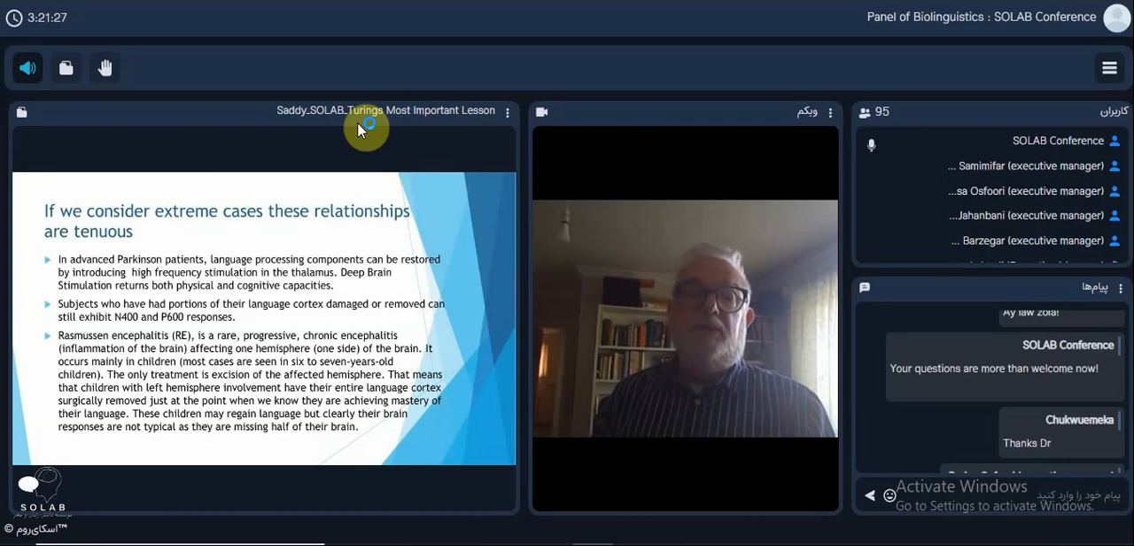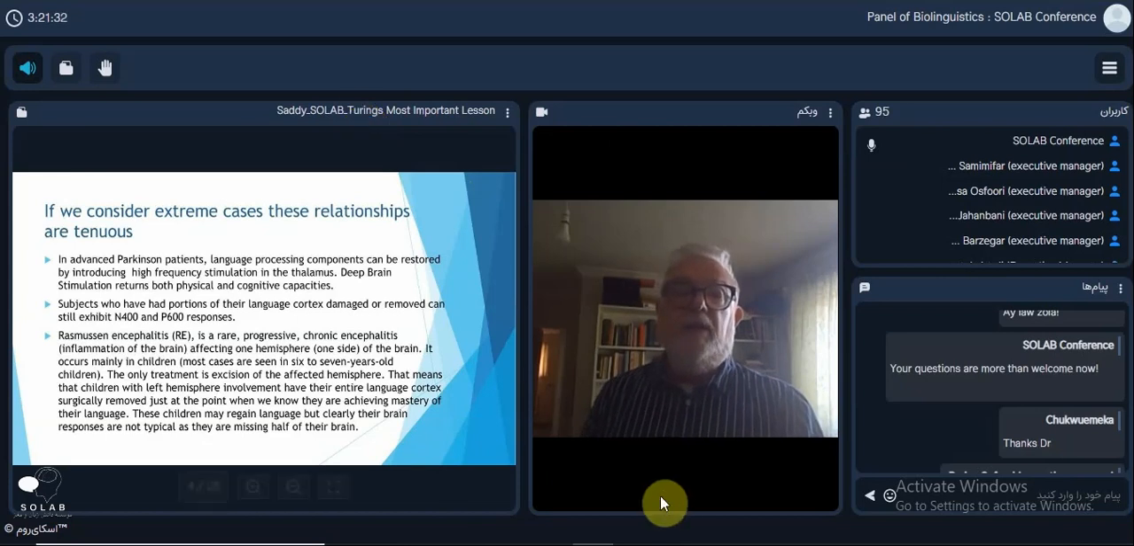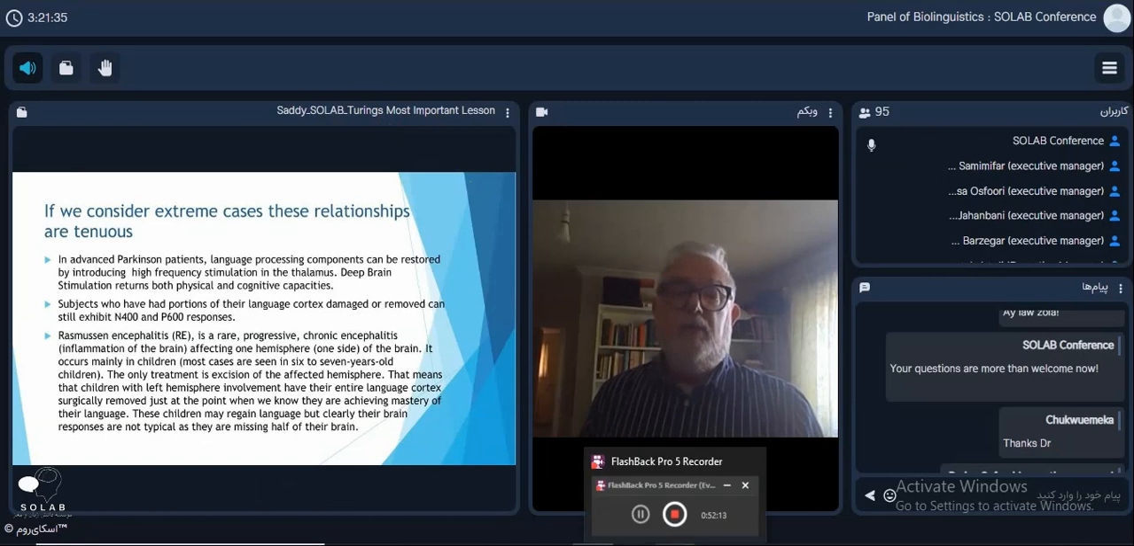So this means that children with left hemisphere involvement have their entire language cortex surgically removed just at the point when they're achieving mastery of their language. These children can regain language. Clearly, their brain responses are not typical because they're missing half of their brain, but in fact, they do, in some cases, develop the ability to, for instance, go to university and function well. In fact, I attended a conference that was run by people with this condition.